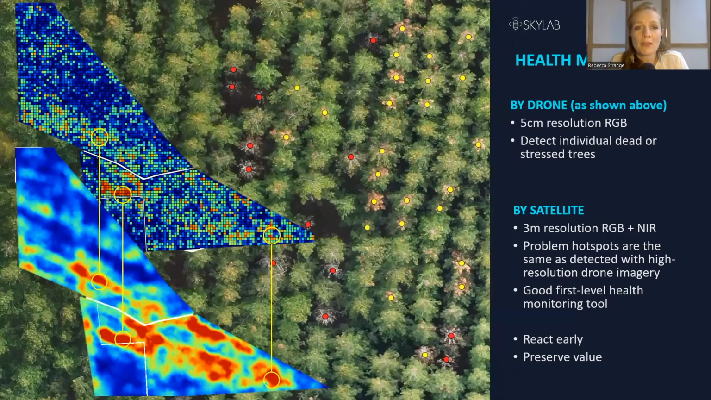So you should recognize this picture from a few slides ago. And this is just really to illustrate how reliable our satellite data analysis is at detecting change. So we first identified the individual dead and dying trees with 5 centimeter resolution drone data, which is what I showed you before. And then we did the same analysis with 3-meter resolution satellite data. And as you can see by the 2 resulting maps, the problem hotspots are basically exactly the same. So satellite data can be used very effectively as a kind of first level health monitoring tool.